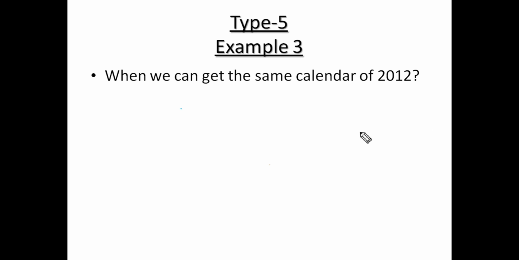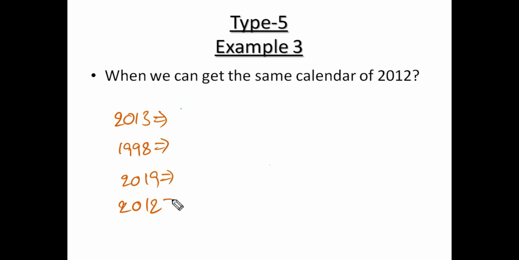Right. We'll do one thing here. Suppose 2013, 1998, 2019, and 2012. For these four, try to solve them. I'll give the shortcut. 2013, non-leap, 14, 15, 16.